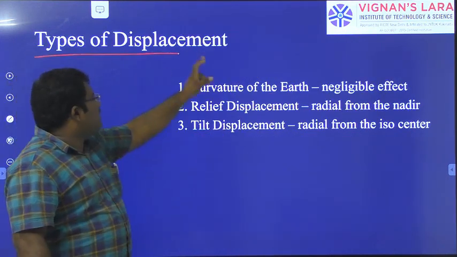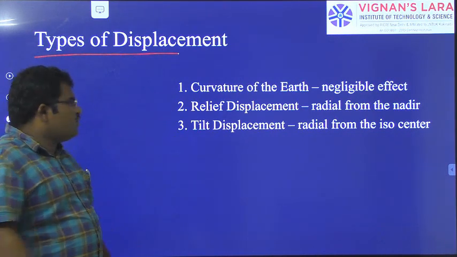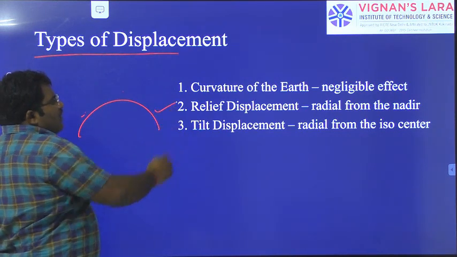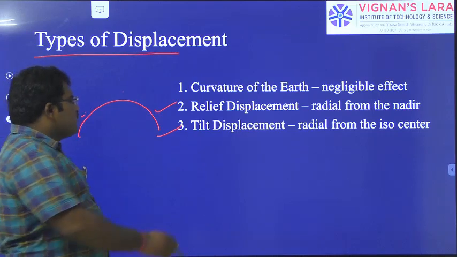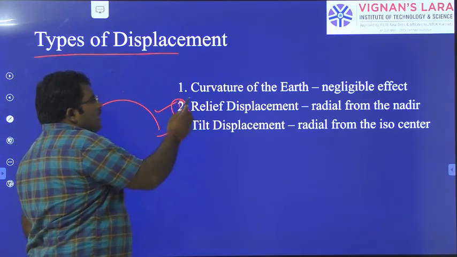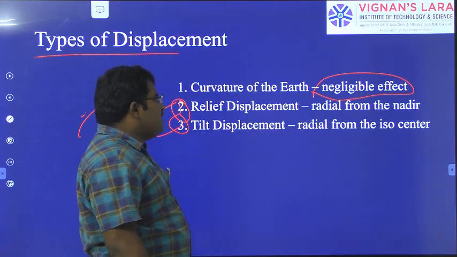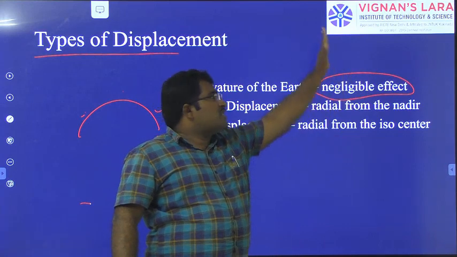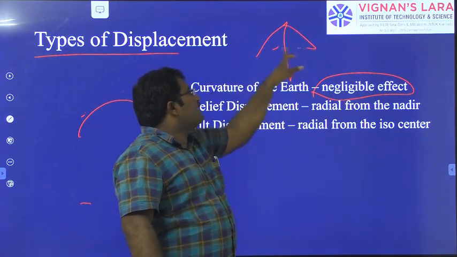Now we will see what displacements there are. Here, due to the curvature of the earth, we can't take the same points. Next, we have relief displacement and tilt displacement. In our syllabus we have these two, and the curvature of the earth is a negligible effect, so we are going to neglect it. Relief displacement is radial from the nadir, from the center line.